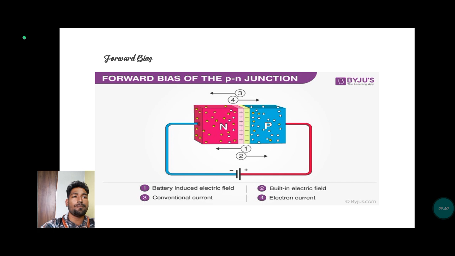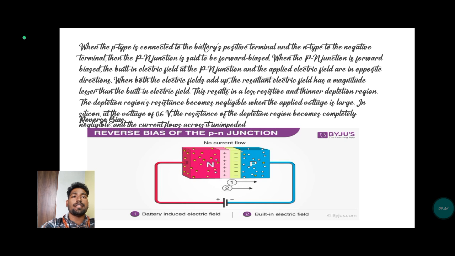Forward bias of p-n junction, n-type and p-type. When the p-type is connected to the battery positive terminal and the n-type to the negative terminal, then the p-n junction is said to be forward biased.